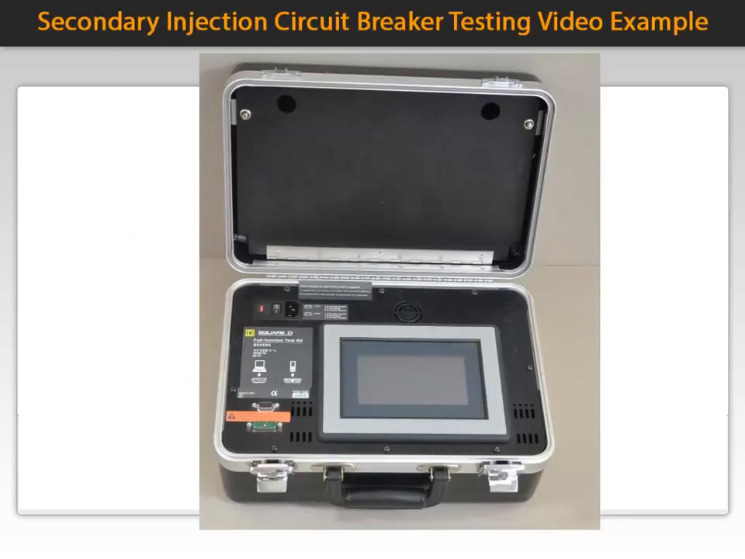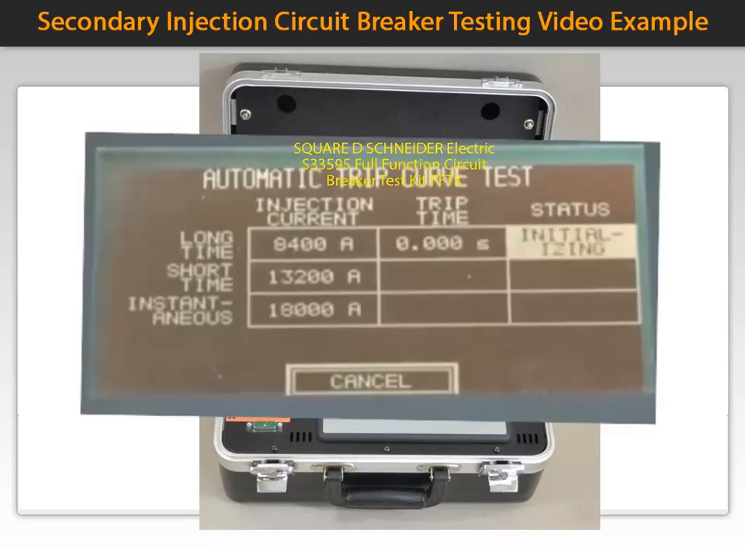It might be a good idea to see a secondary injection test in action. This image shows a Square D Schneider Electric S33595 Full Function Circuit Breaker Test Kit, or FFTK. The kit has the functionality to automatically test for long time, short time, and instantaneous trip conditions. The kit automatically fills the values once the cable is connected to the trip unit. Each parameter is checked on a separate test.